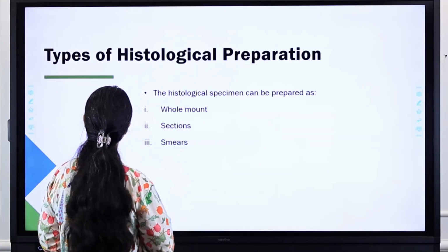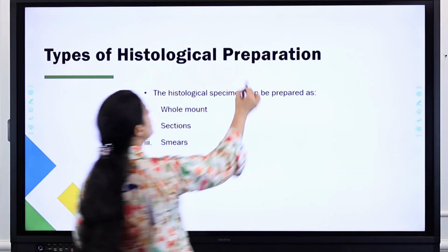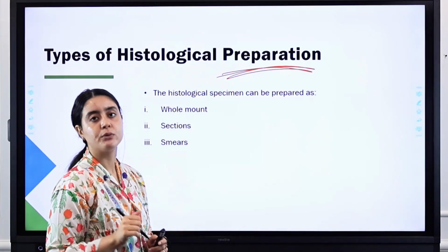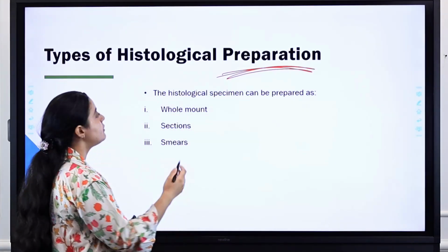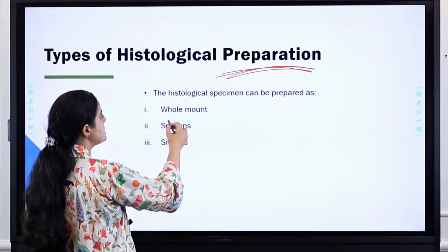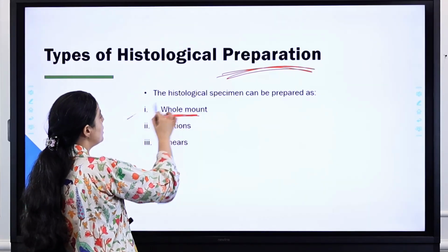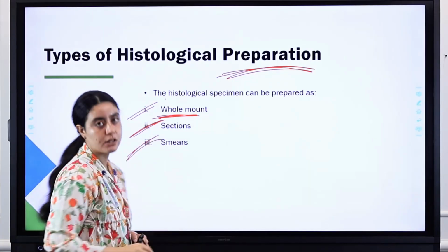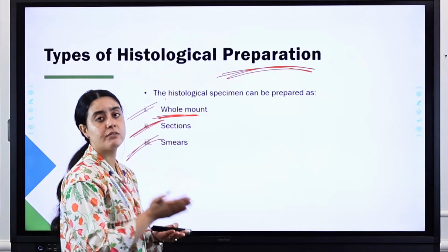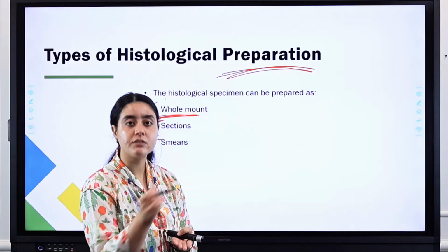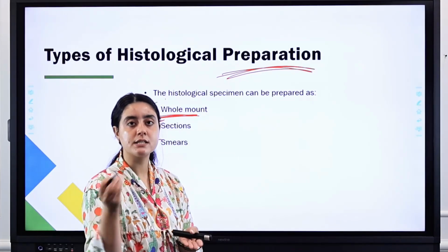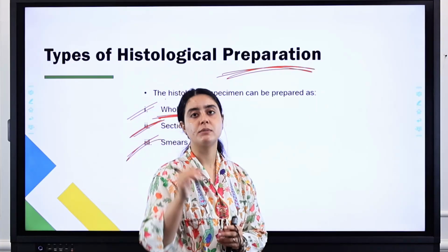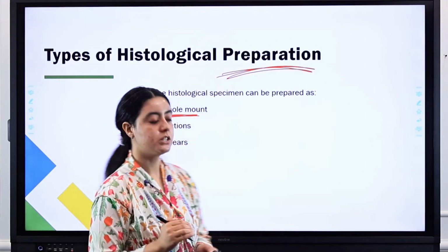Now, types of histopathological preparations. We have to prepare our samples, as I have told you already. We can receive specimens as whole mounts, or in sections, or as smears also. Sections means we receive cut sections, and smears means someone takes a sample, makes a smear, and then sends it to the lab. So we can receive samples in different forms in histopathology.